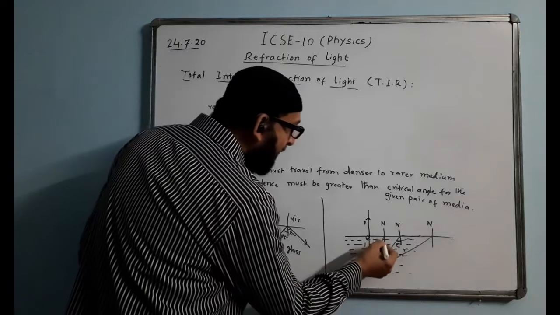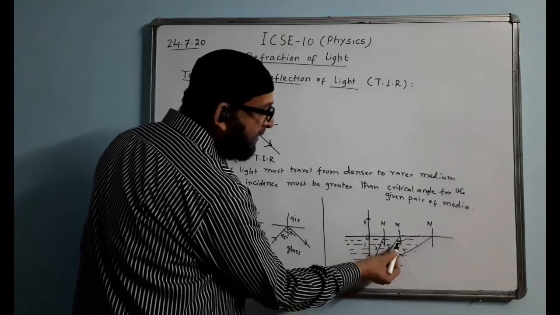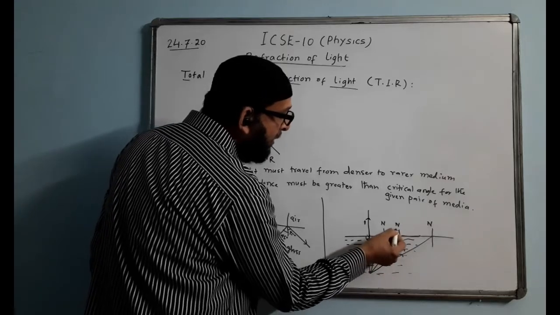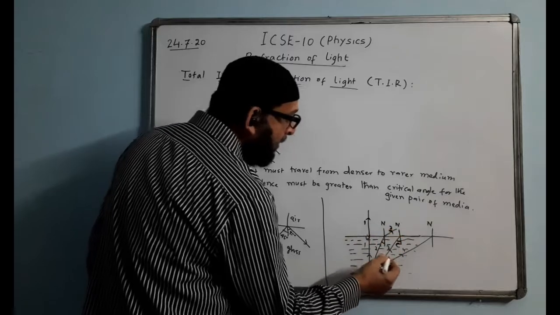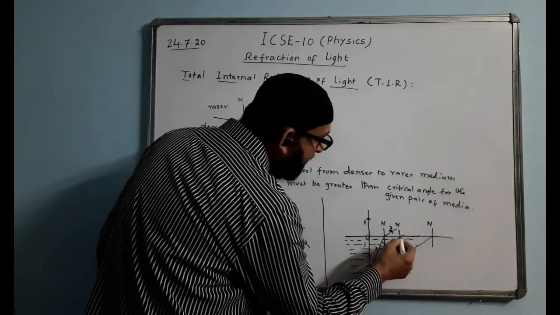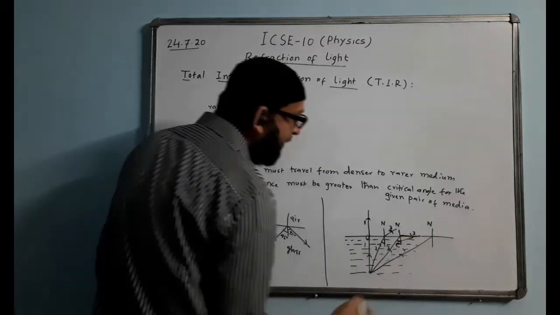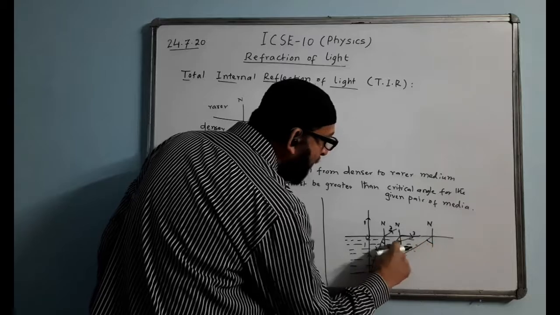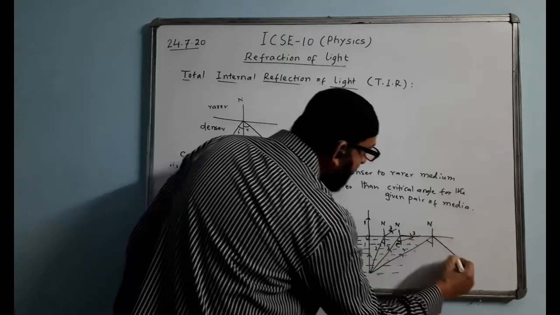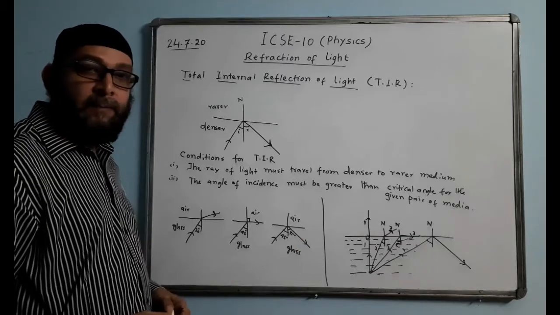Second case, this angle is given lesser than the critical, so the ray will just refract away. This is ray number 2 coming out. Now the third case, this is the critical angle, so the ray will just touch and go like this. This is ray number 3 going like this. And ray number 4, this angle will be anything but more than the critical, so the ray will be returning back in the same denser medium. So like that, we'll complete.